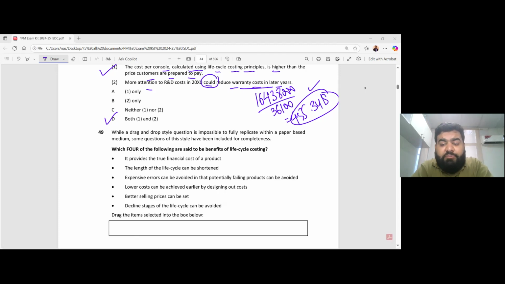Okay, the length of life cycle can be shortened. It's not a benefit. Everyone wants the length of life cycle to increase. So shortened is not a benefit.